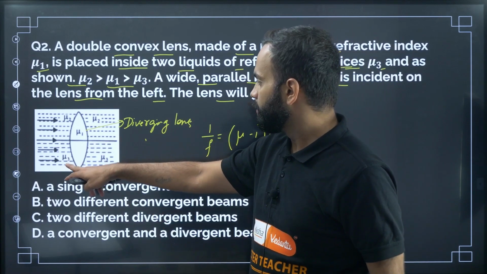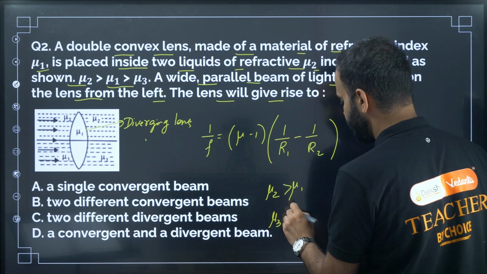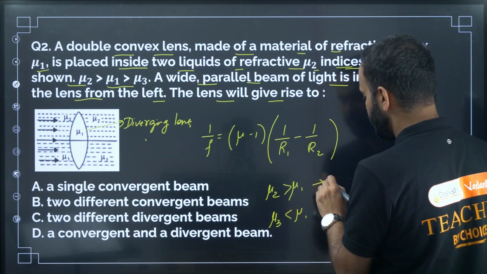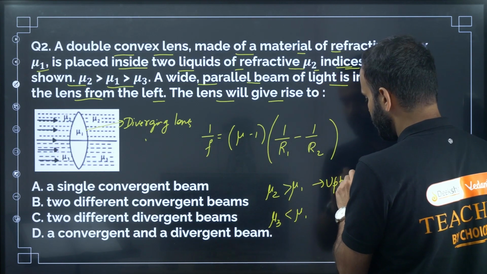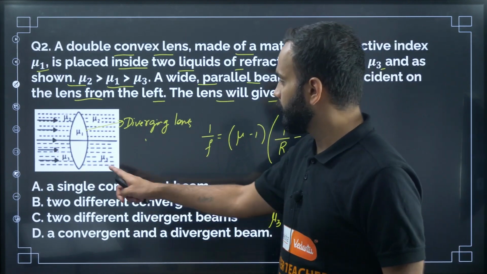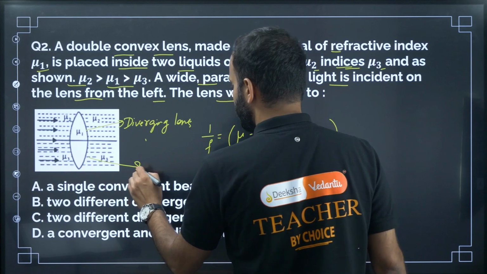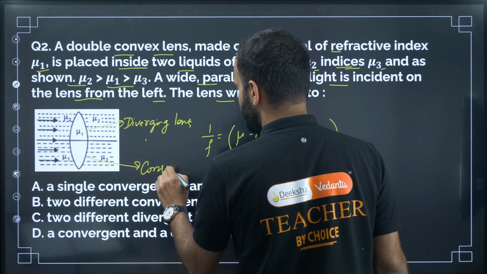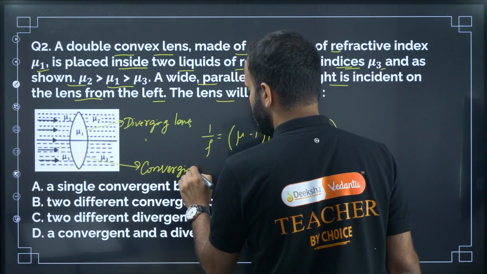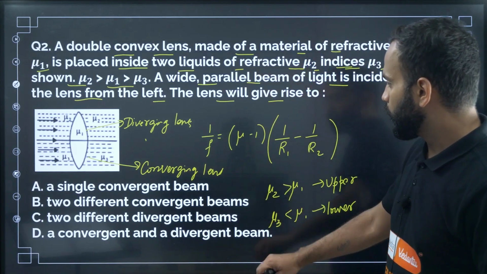In the lower part, mu3 is lesser than mu1. This is the upper part and this one is the lower part. Mu3 is lesser than mu1, so therefore the lower part behaves like a converging lens.